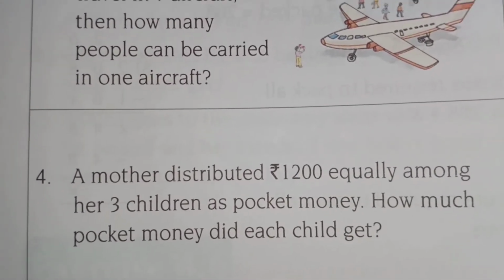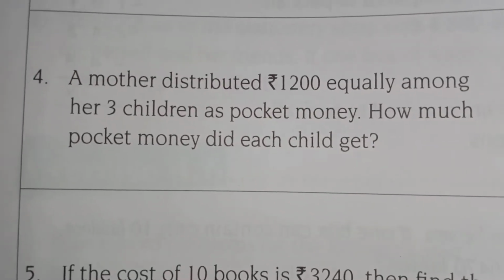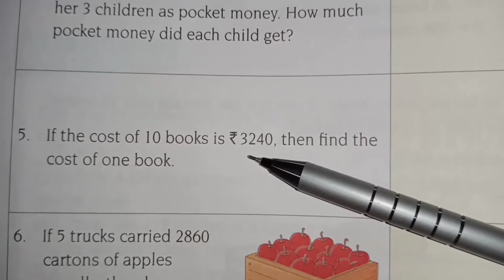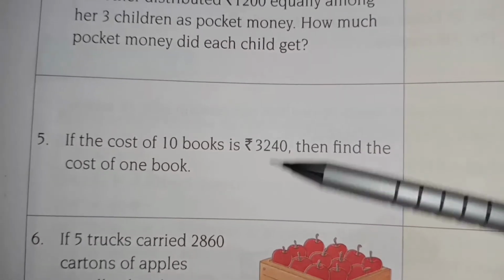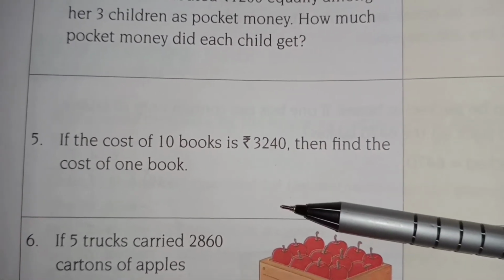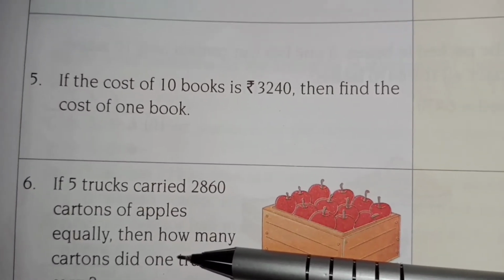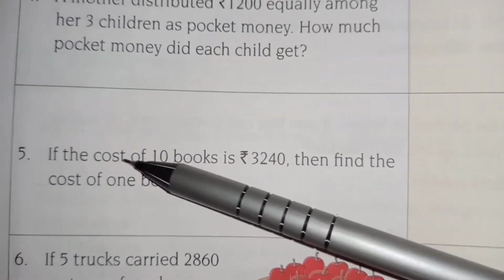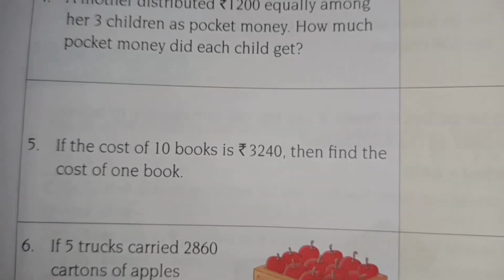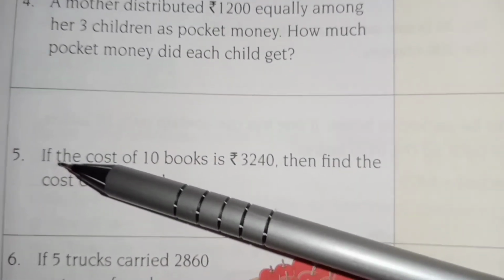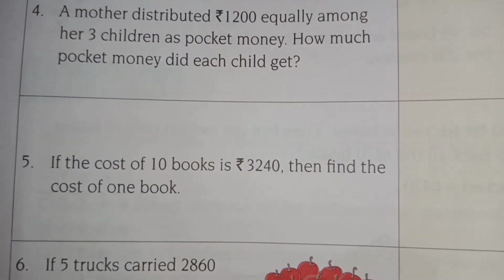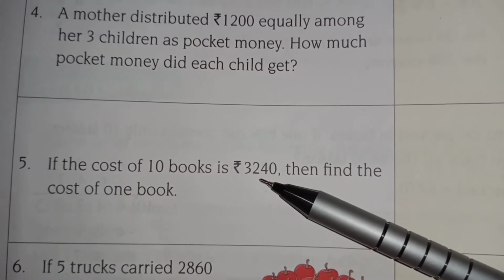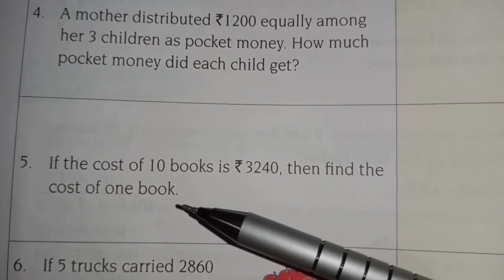Okay, so now let's see question number 5 how to do. Okay, now I will do question of 5. Okay, this is the last question of this exercise. Okay, and question number 6 I'll explain you how to do. Okay, so first let me do question number 5, then I will explain you question number 6. So what is question number 5? If the cost of 10 books is 3240 rupees, then find the cost of one book.